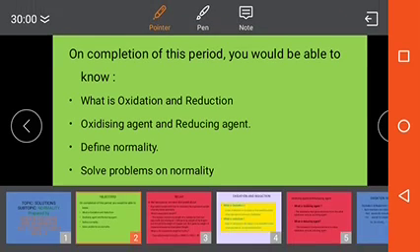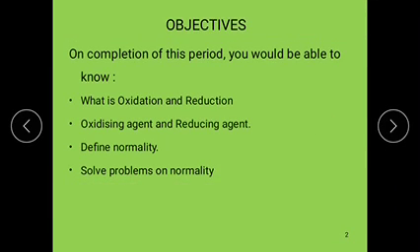At the end of the period we would be able to know what is oxidation, what is reduction, what is the oxidizing agent, what is the reducing agent, the definition of normality, and solve problems on normality. Okay, we will know about this.